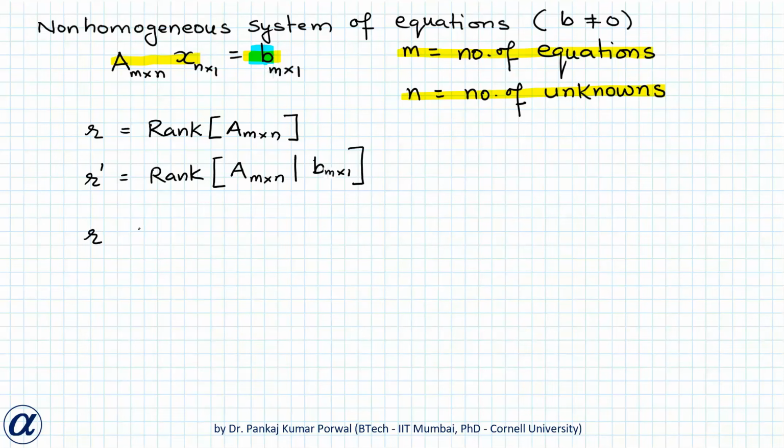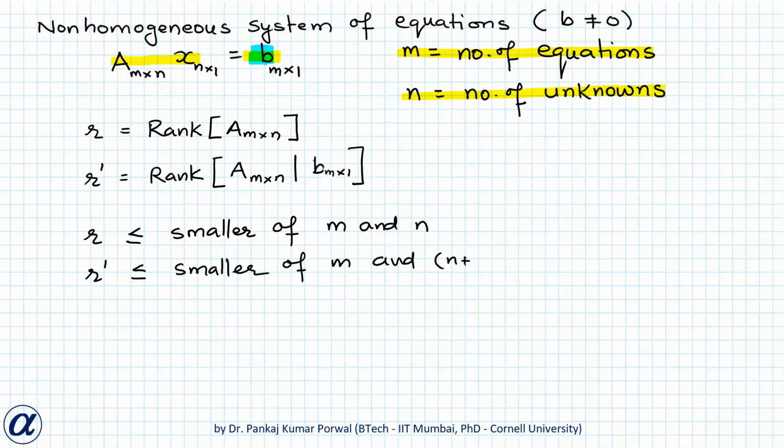So R will be less than or equal to the smaller of m and n, and R prime will be less than or equal to the smaller of m and n plus 1. Here note that the augmented matrix of A will have m rows and n plus 1 columns because we have included the coefficient vector as an additional column to get the augmented matrix of A.